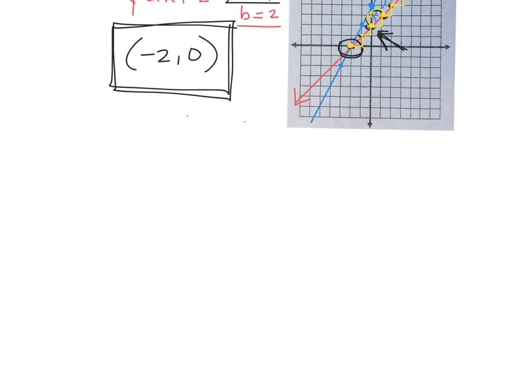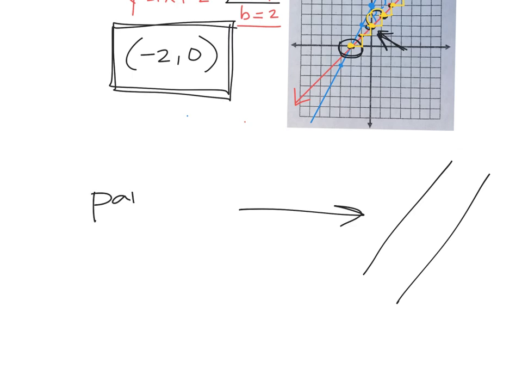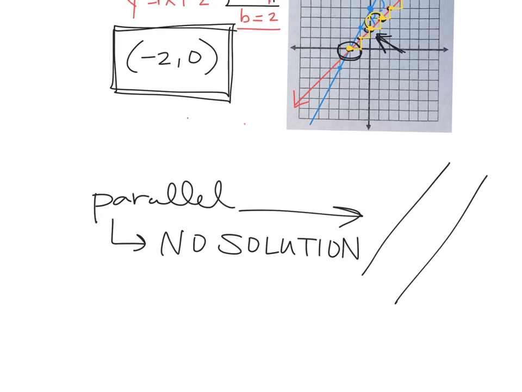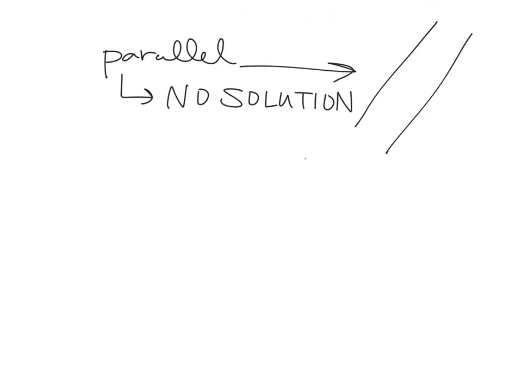Here's the last idea for these. What do you suppose is the situation if I end up with lines that are parallel? No solution. Yes. Okay, so here's the deal. If your lines are parallel, your answer is no solution, right? Because our solutions are wherever the lines meet, and parallel lines never meet, so there is no solution, okay?